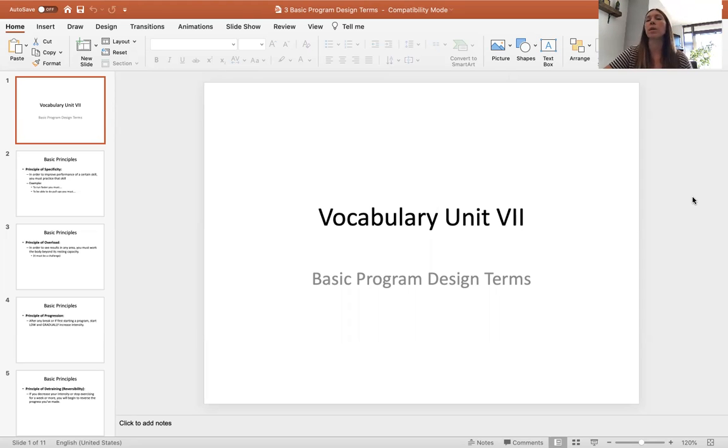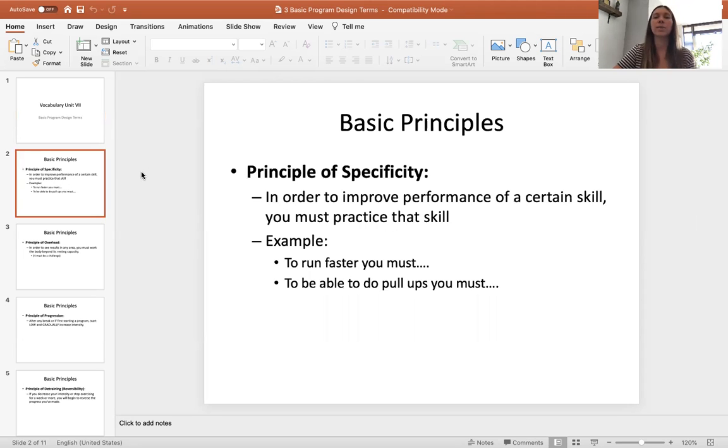Okay, so today we're going to be working on vocabulary, basic program design terms that are going to be associated with everything that we're learning in this portion of the class, moving forward with resistance training, aerobic training, anything along those lines. All right, so first one. Okay, so principle of specificity. Make sure you guys know all these terms. You're going to need this for your homework, and these are general terms that when you hear them, you're going to need to know what they mean throughout this entire class.